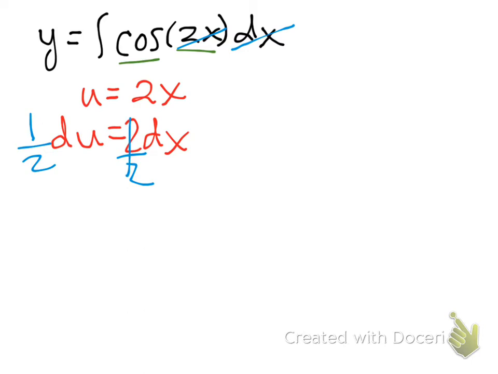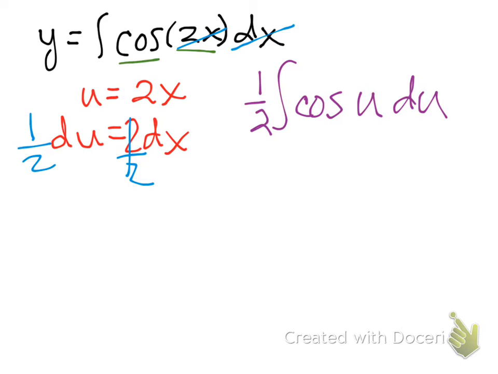So now I'm ready to rewrite my integral. My new integral is going to be 1/2 times the integral of cosine of u du. And I've plugged in my substitutions, so now I'm only working with one function instead of a bunch of multiple functions. This takes care of the chain rule going the derivative route, starting from the original function and taking the derivative. So my next step then, of course, is that this is just 1/2 times the integral of cosine u.